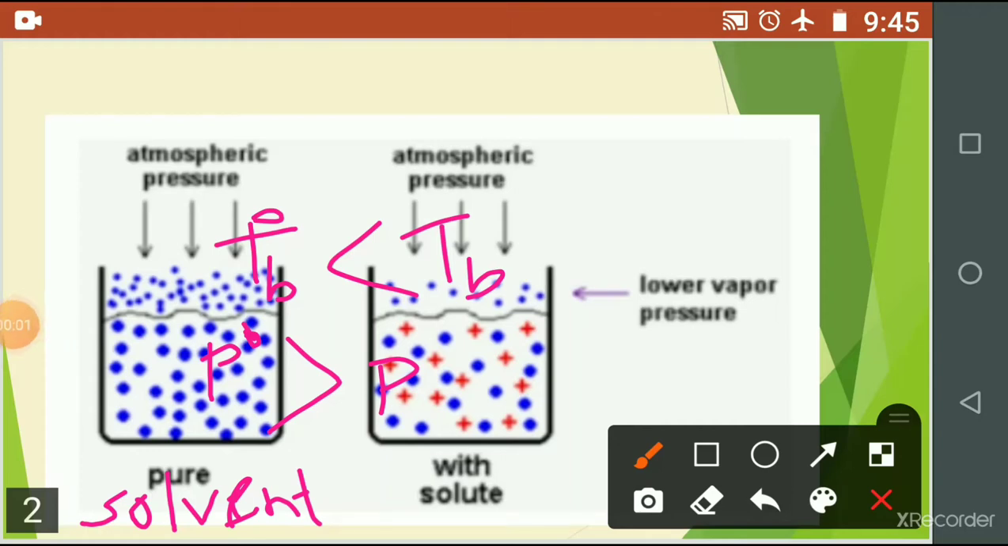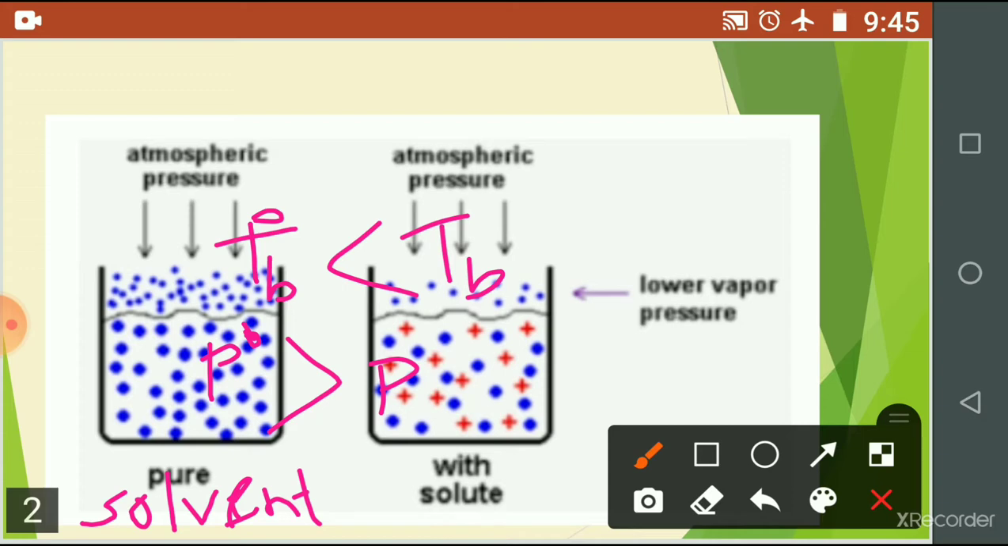Students, today we will learn about elevation of boiling point. Before going into detail about the elevation of boiling point, we should know what is meant by boiling point. Boiling point is the temperature at which the vapor pressure of any liquid becomes equal to atmospheric pressure, right?